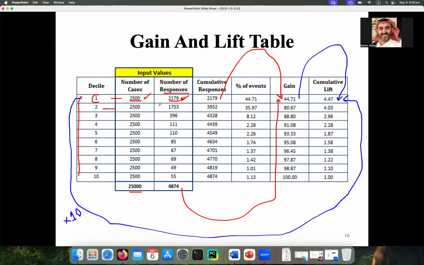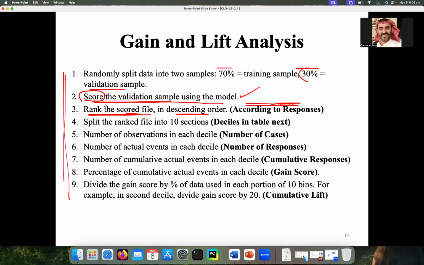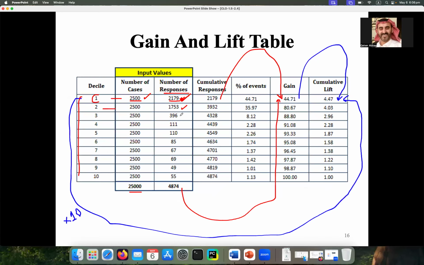And then, because we have sorted higher first and lower after, the score is already there. You can consider this is the score. And by using that score, we are sorting it in descending order. Higher score first, lower score after. This is the step which is mentioned here: rank the scored file in descending order, and then split the ranked file into 10 sections, the deciles, which we already have split here. 10 deciles.